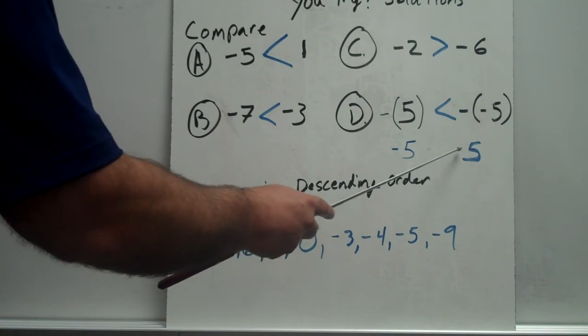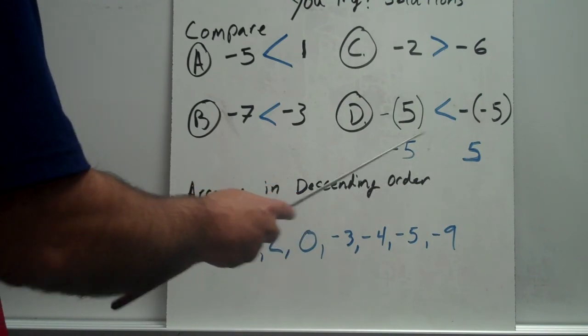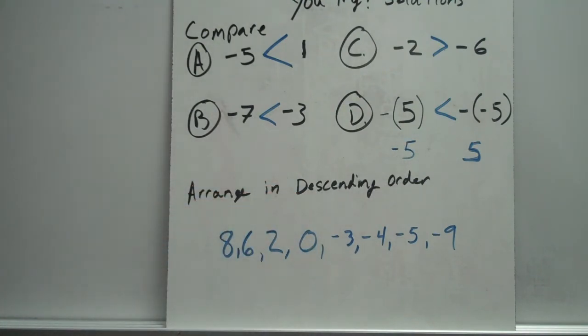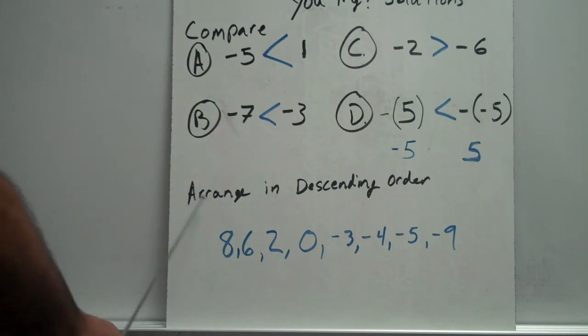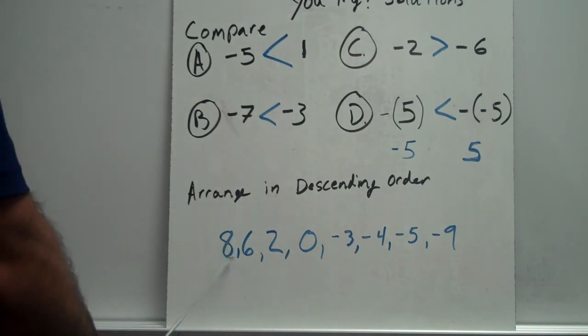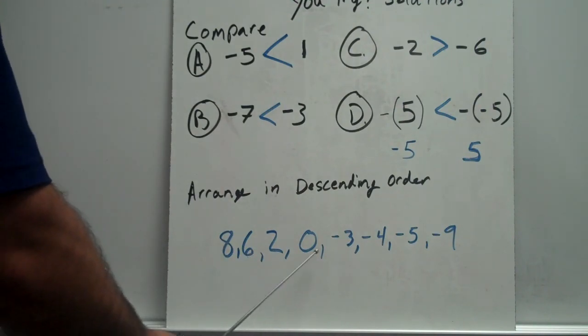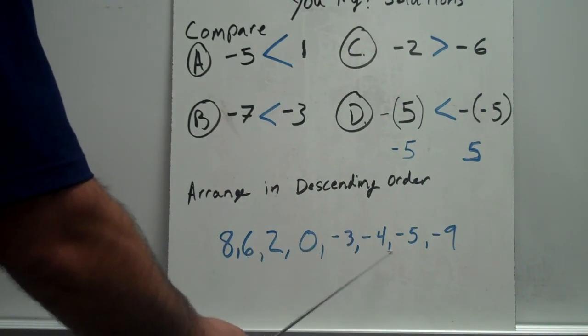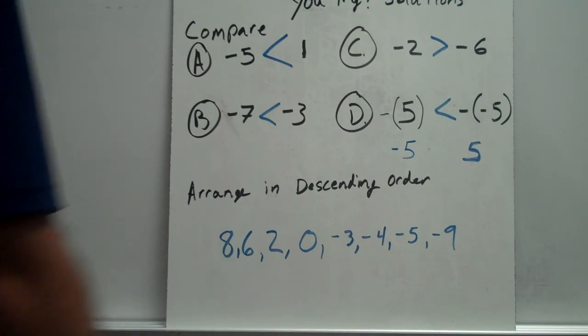So we know that positive 5 is larger than negative 5 because positive numbers are always larger than their negative counterparts. And so when we arrange the numbers in descending order, remember descending is greatest to least, our numbers will be 8, 6, 2, 0, negative 3, negative 4, negative 5, and negative 9.